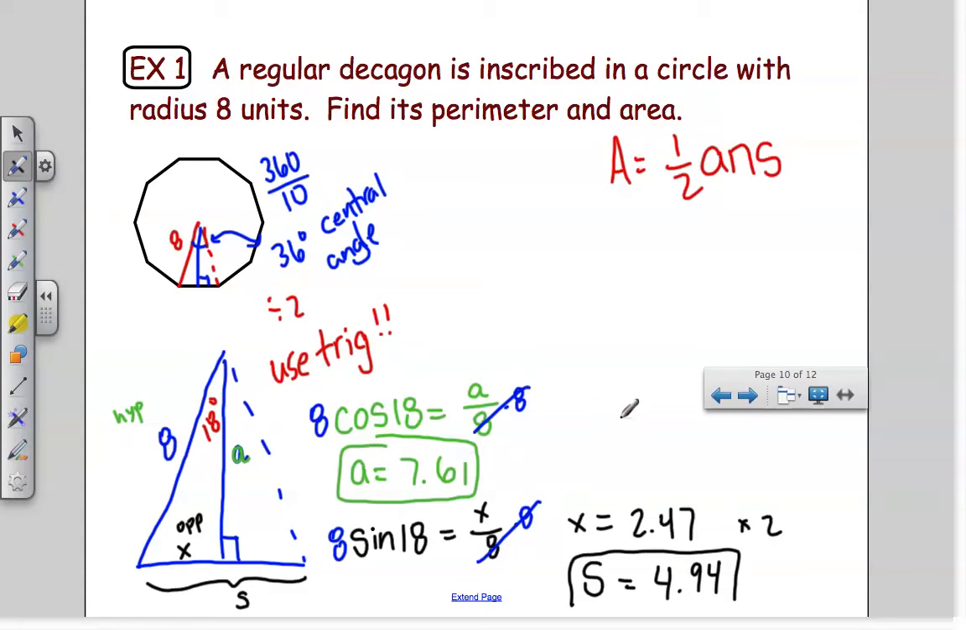Okay. I believe I have all the info I need now to do the area. Area is 1/2 ANS. Now the apothem I found using trig was 7.61. Number of sides is n, and it's a decagon, so 10. Side length I found by using trig to find half of the side, doubling it. Side length was 4.94.